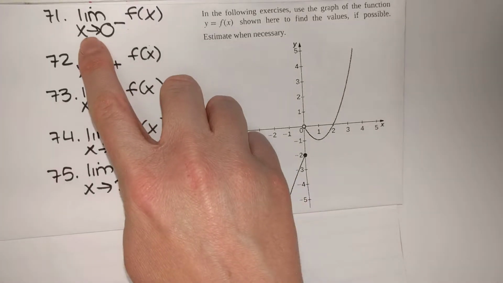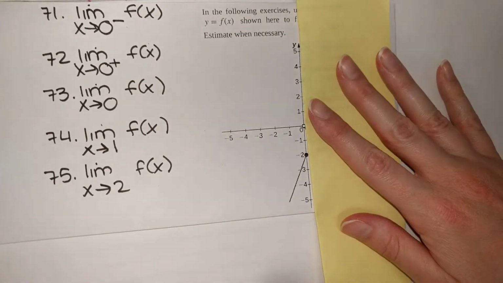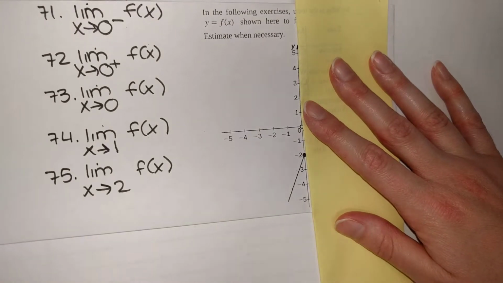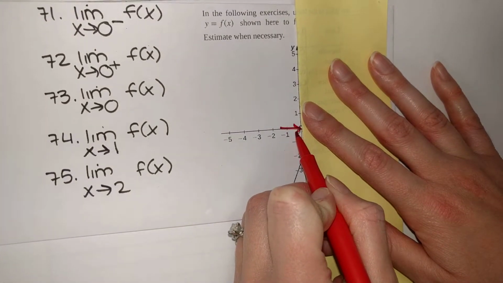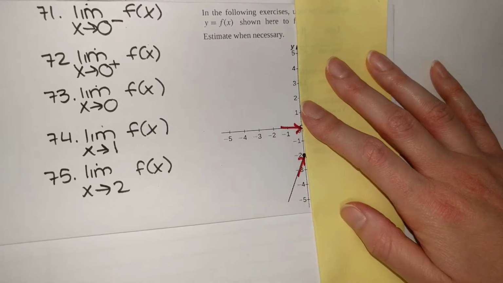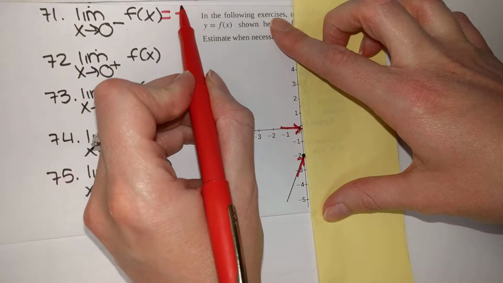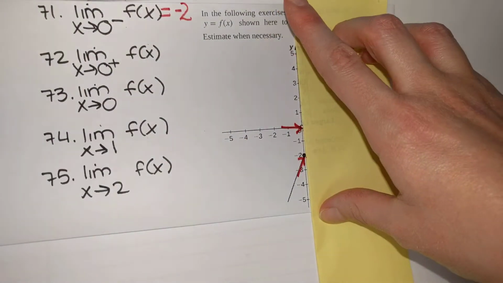First, we want to find the limit as x goes to 0 from the left. So we will cover the right-hand side, and we see that as x goes in towards 0, all of our little function values are going up towards this point, and that point corresponds to a y value of -2. So we would say that that limit is -2.